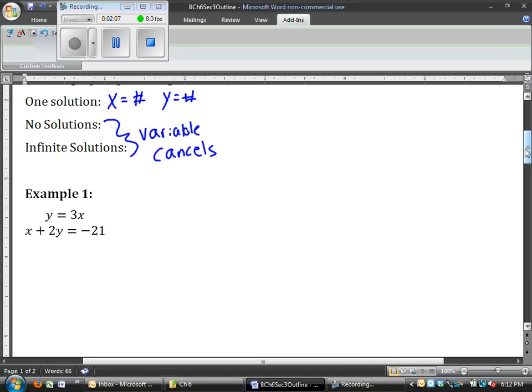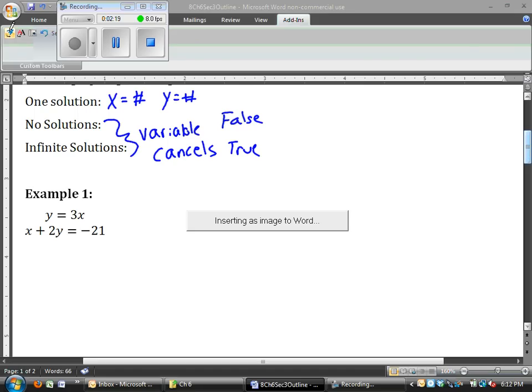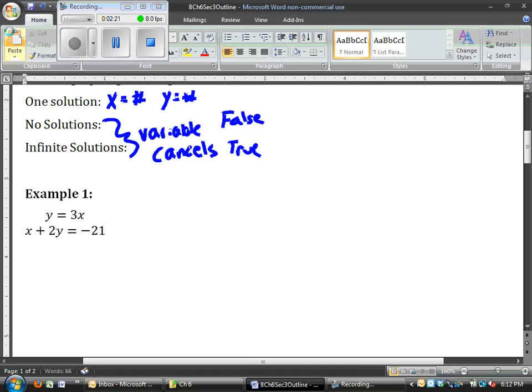When your variable cancels, no solutions is when you have a false statement left. Infinite solutions is when you have a true statement left. And like I said, we'll see an example of those in just a minute. So let's get into our first example.